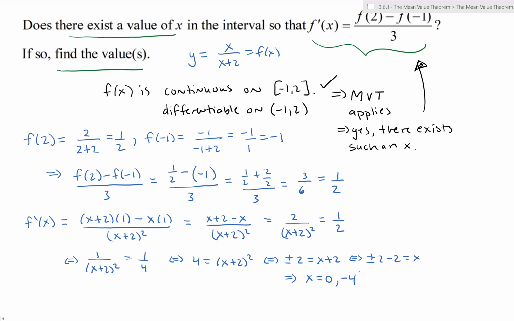We are going to discard the negative 4, since negative 4 is not part of the interval negative 1 to 2, and thus the location for which it must occur is at x equals 0, which is in the interior of this interval negative 1 to 2. And as the mean value theorem had guaranteed, there does exist such an x in this particular case.